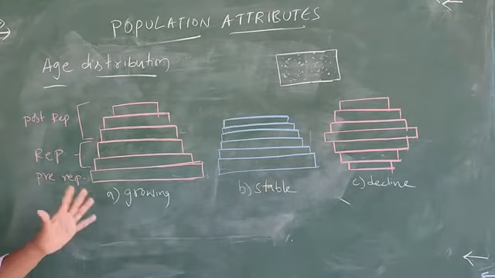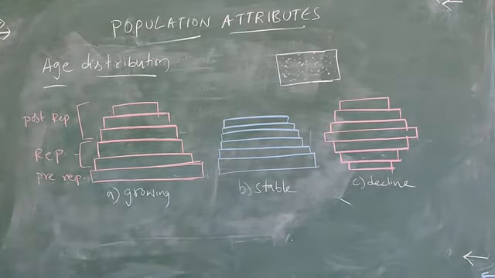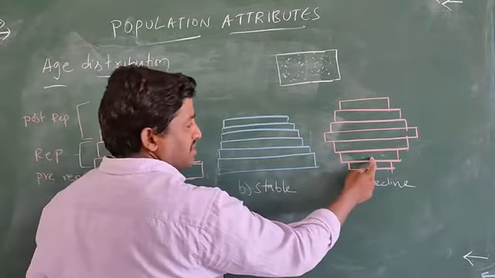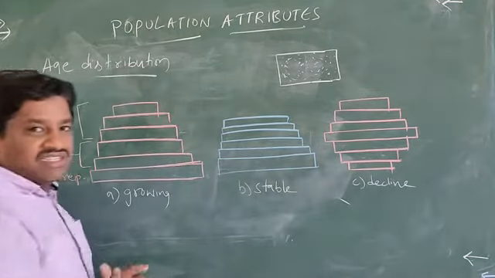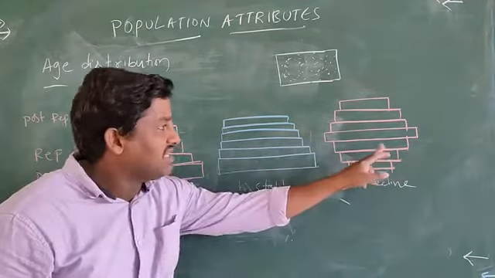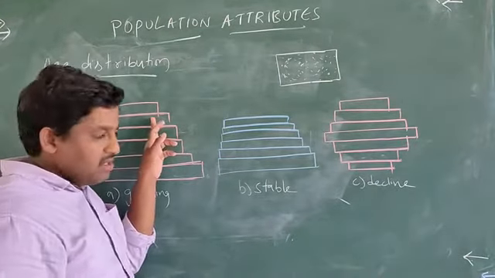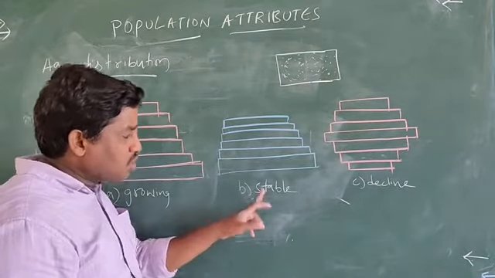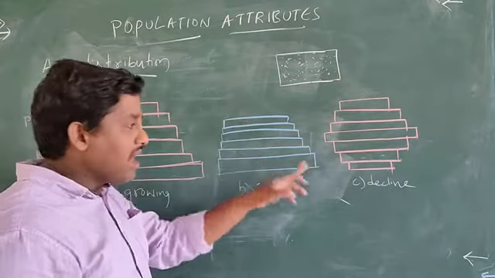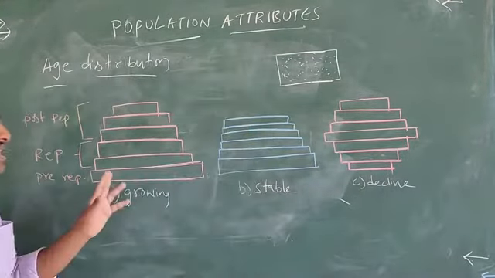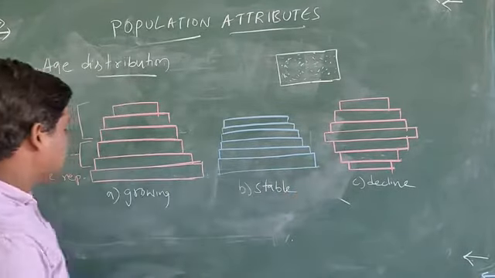Next point. What does this age pyramid reflect? It reflects the shape of the population, whether it is growing, stable, or declining. So the shape of the pyramid, you can see here, the growing one.